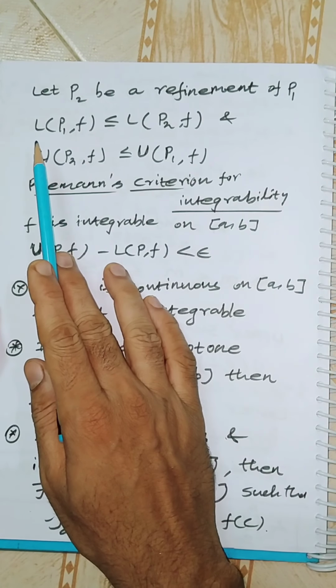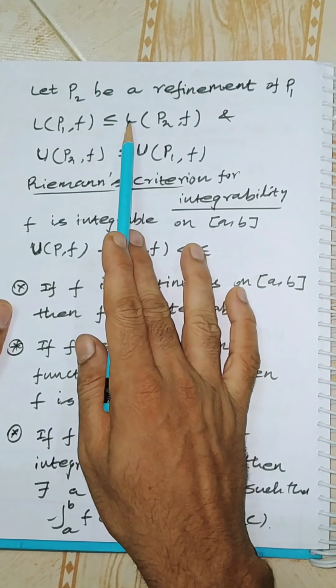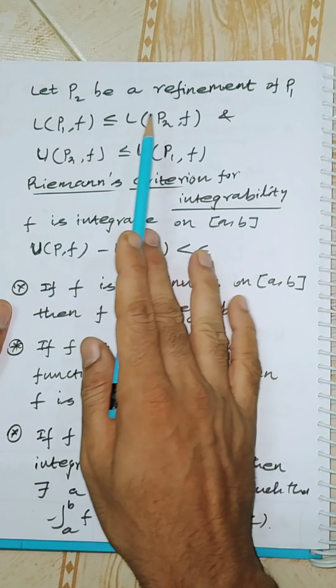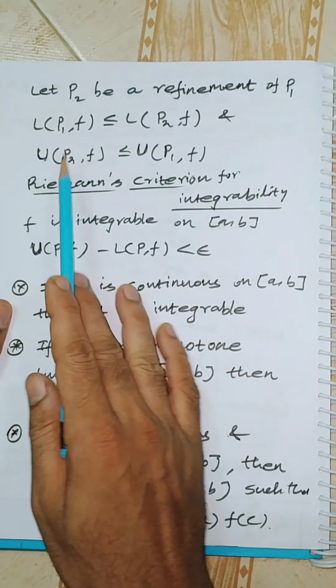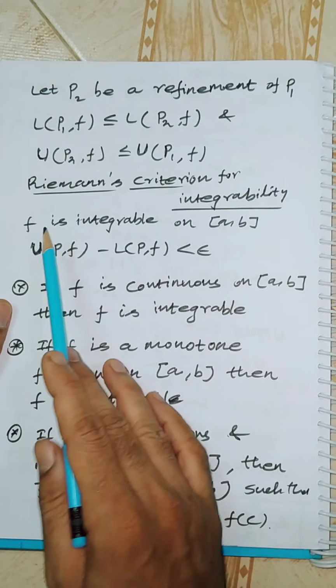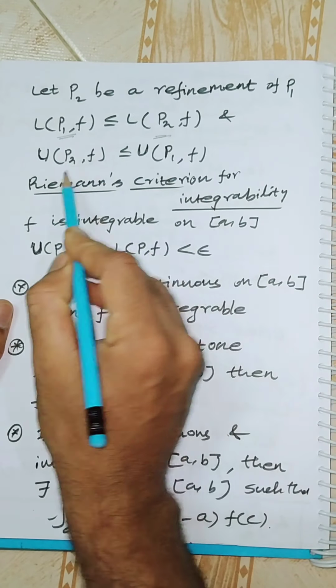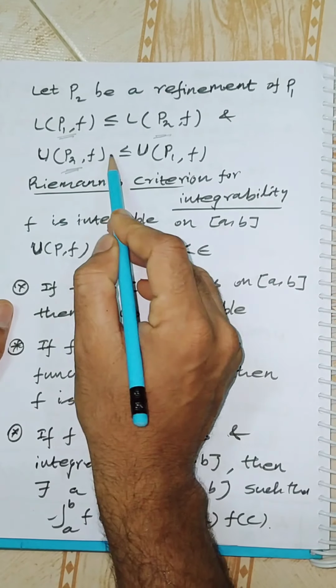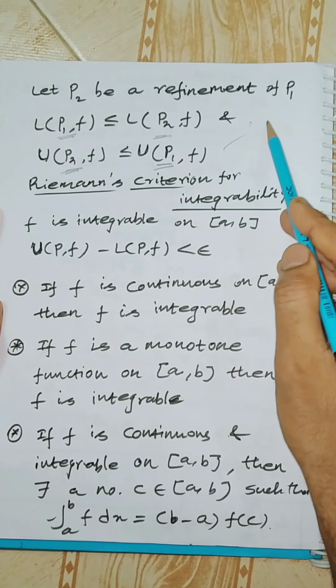That is, the lower sum of P1 for f is less than or equal to the lower sum of partition P2 for f, and for the upper sum the inequality reverses: the upper sum of P2 is less than or equal to the upper sum of P1. We must note this down.